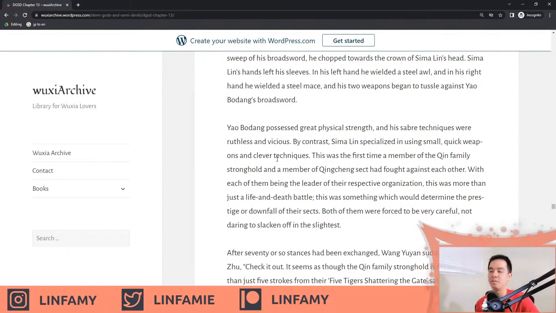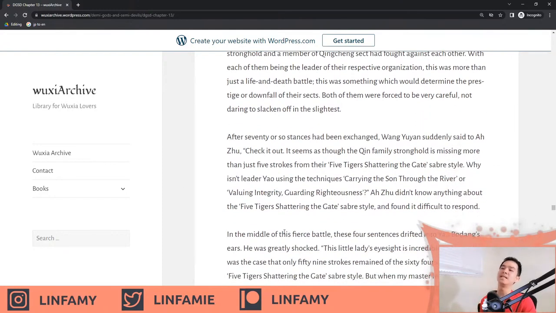This was the first time a member of the Qin family stronghold and a member of the Qincheng sect had fought against each other. With each of them being the leader of their respective organizations, this was more than just a life and death battle. This was something which would determine the prestige or downfall of their sects. Both of them were forced to be very careful, not daring to slack off in the slightest.